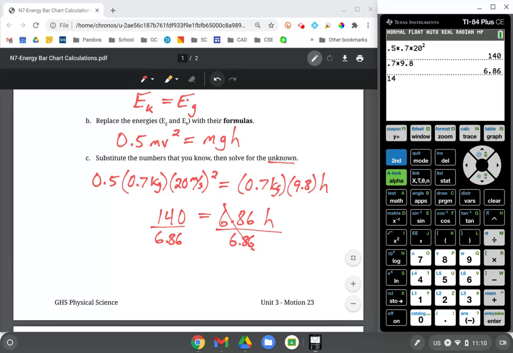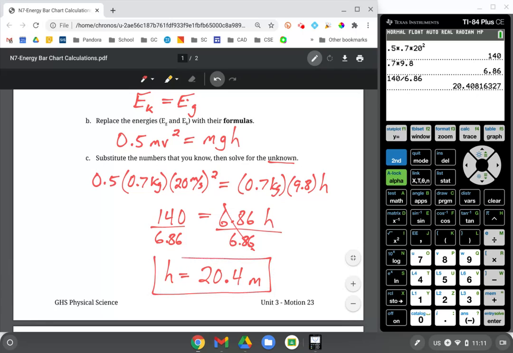So in my calculator, I'm going to plug in 140 divided by 6.86 and get that the answer is 20.4. Meters are the usual unit for height, and I'm going to round it just to the 10th place for this problem.